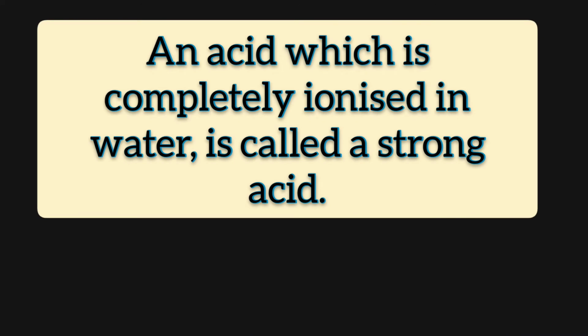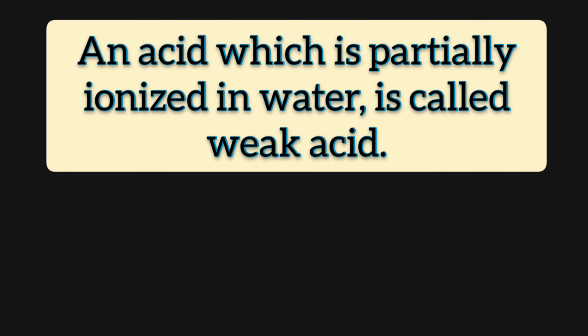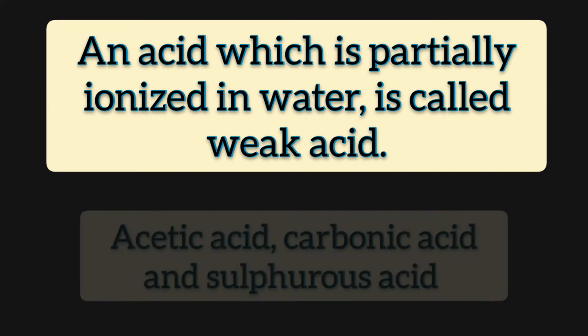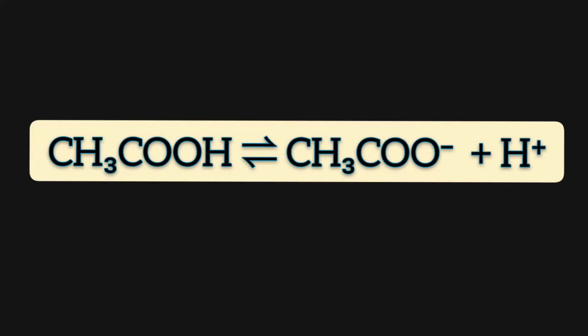An acid which is completely ionized in water to produce a large amount of hydrogen ions is called a strong acid. For example, HCl, H2SO4 and HNO3. If an acid partially ionizes in water and produces a small amount of hydrogen ions, it is called a weak acid. For example, acetic acid, carbonic acid and sulfurous acid. It is shown by double arrows pointing to left and right.